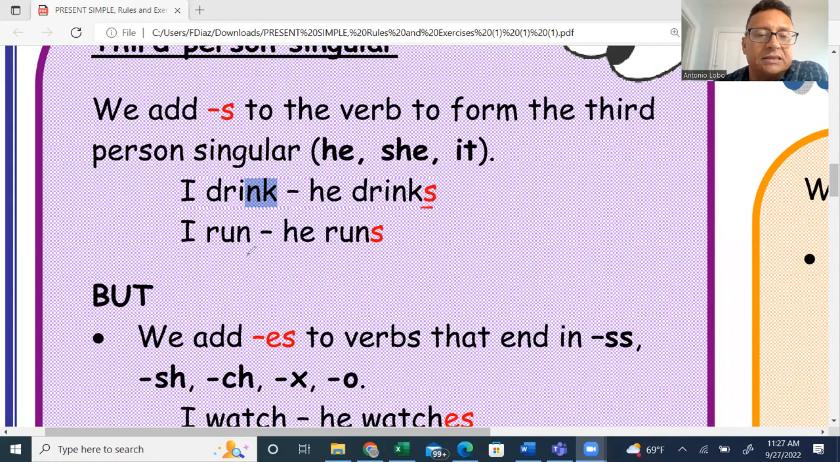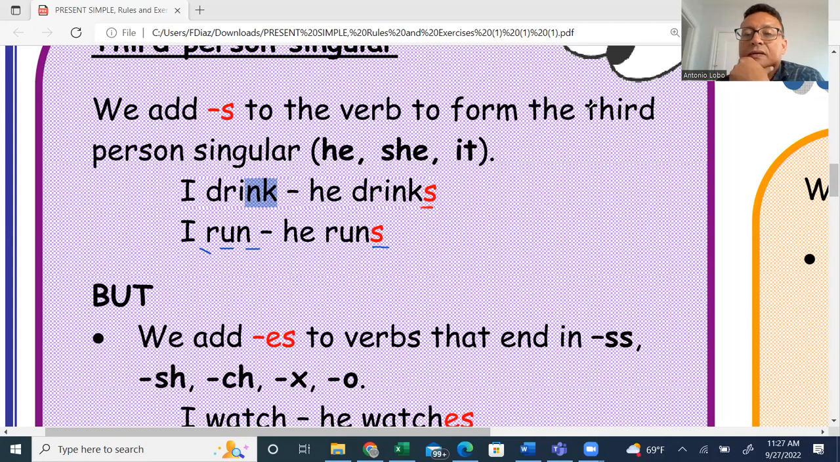When it has a consonant, a vowel, and a consonant, okay? I put S in front. I run, he runs. I drink, he drinks, okay?